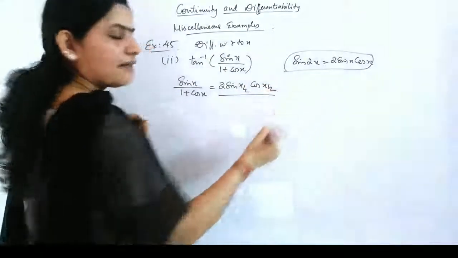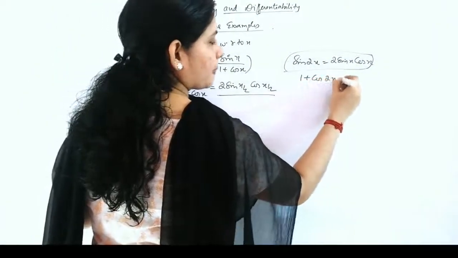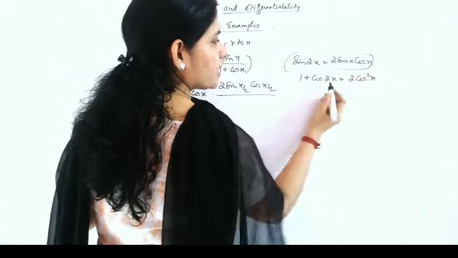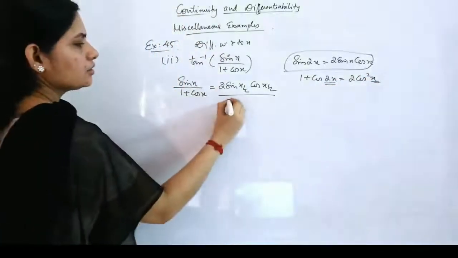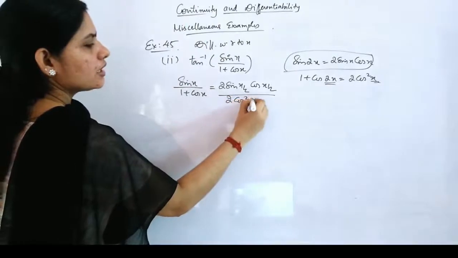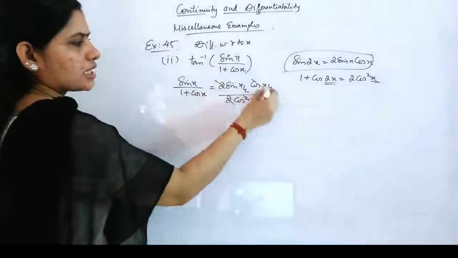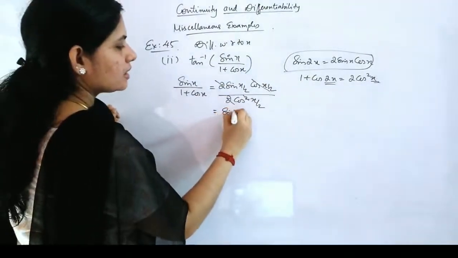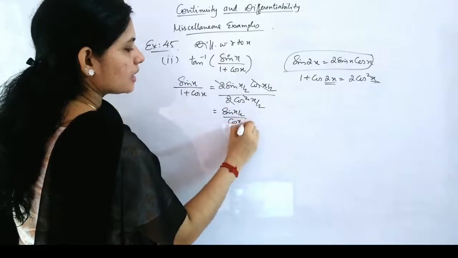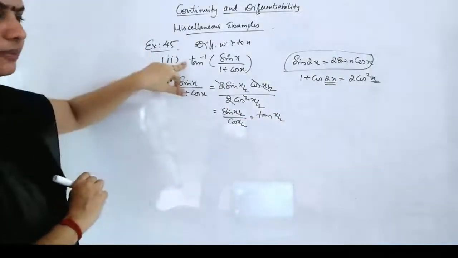1 plus cos x will have the formula: 1 plus cos 2x equals 2 cos square x. So if you have x here, this will become x by 2. So you have 2 cos square x by 2. The 2 gets cancelled, and one cos x by 2 will get cancelled. That means the remaining part is sin x by 2 by cos x by 2, which is tan of x by 2. Now we will come back to the question.